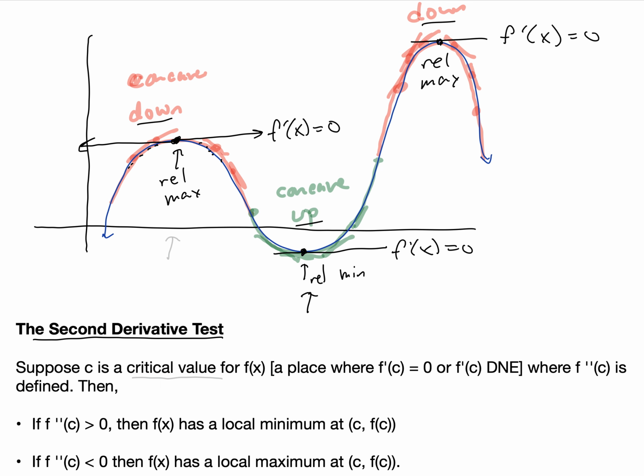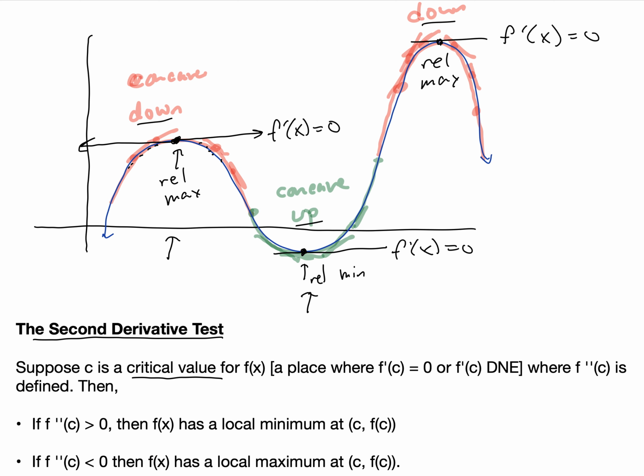And if f double prime of c is less than 0, if we're concave down, like here, then f of x has a local maximum at c, f of c. So concave down goes with local maxes, concave up goes with local mins, and these are always places where there is a critical value already, where we know that the first derivative equals 0, or the first derivative does not exist, like at a corner or something.